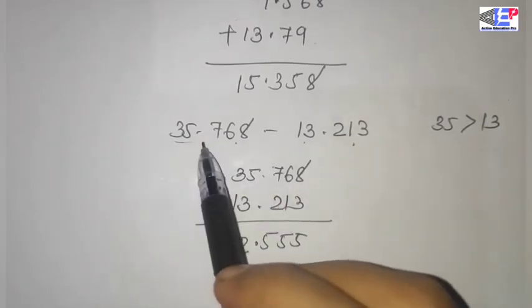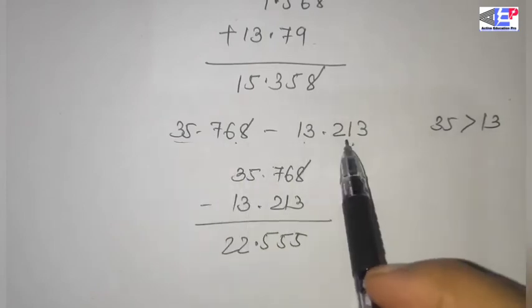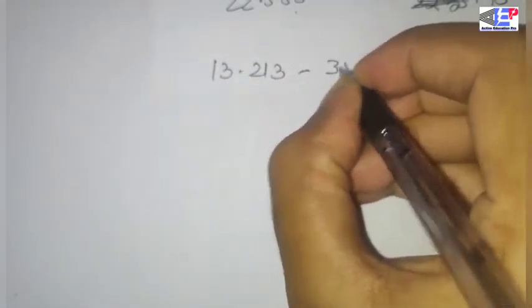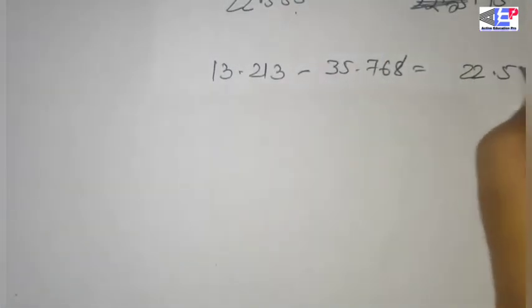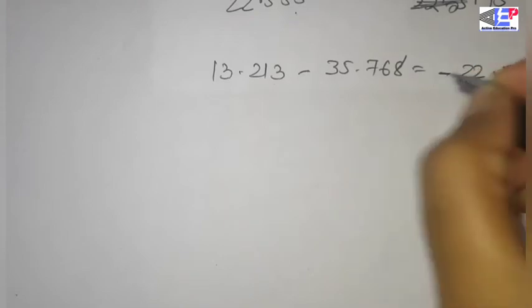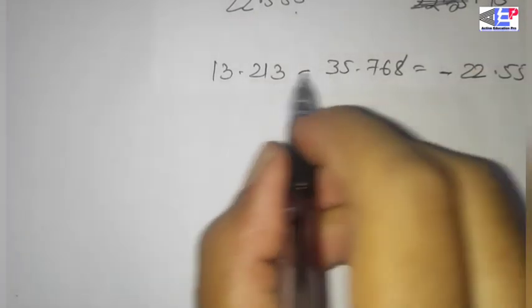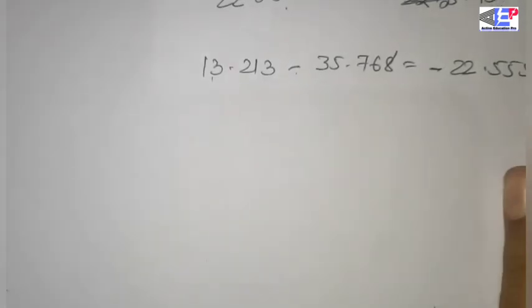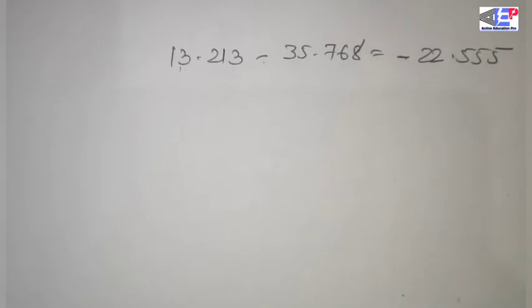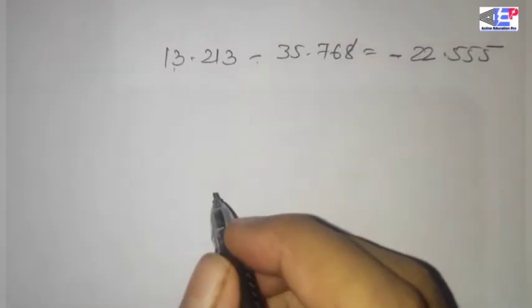Here the first number is greater than the second number, so the result is positive. Or vice versa, 13.213 minus 35.768: the result will be the same, 22.555, but the sign will change, because here 35 is greater than 13 and the sign of 35 is minus. So this is the property. This is the operational calculation, the subtraction of decimal numbers.